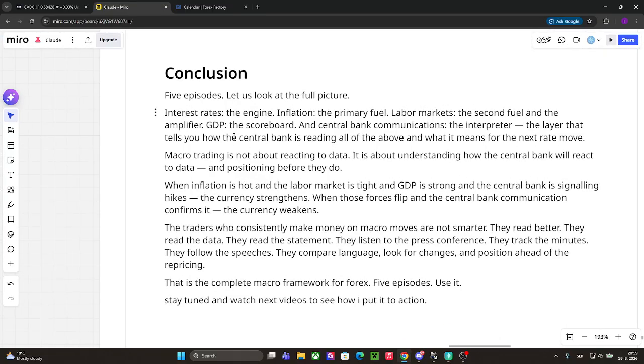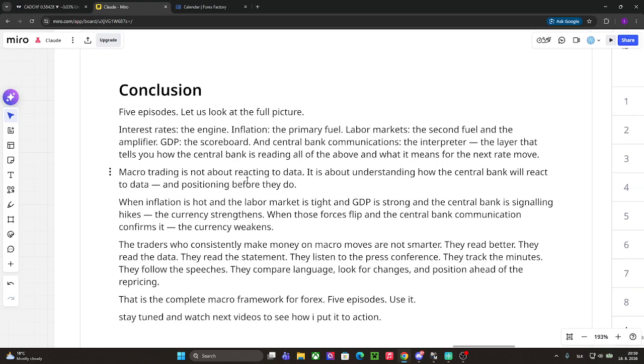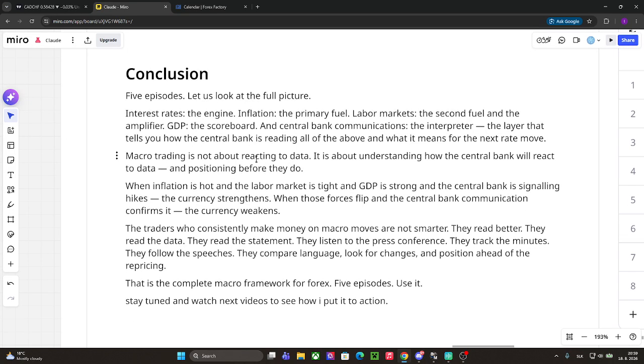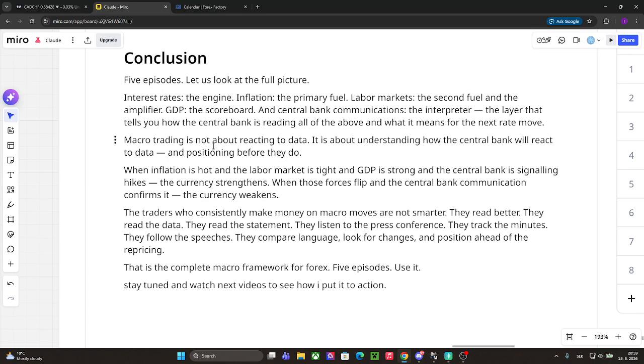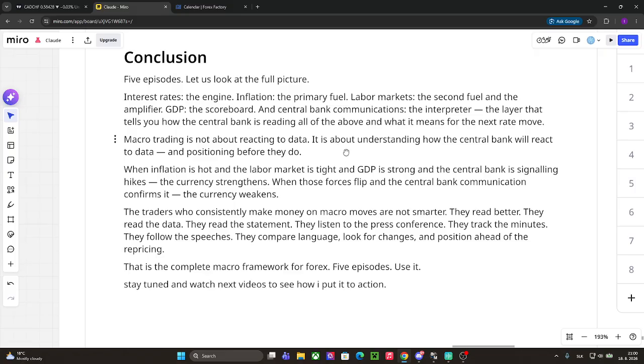So, conclusion. Let's look at the full picture. Interest rates, the engine, inflation, the primary fuel, labor markets, the second fuel, and the amplifier, GDP, the scoreboard, and central bank communications, the interpreter. The layer that tells you how the central bank is reading all of the above and what it means for the next rate move. Macro trading is not about reacting to data, it is about understanding how the central bank will react to data and positioning before they do.